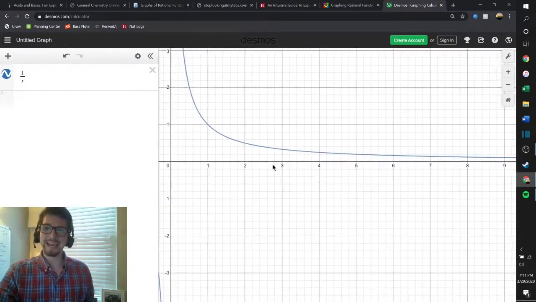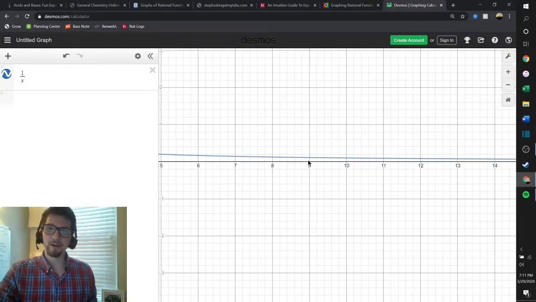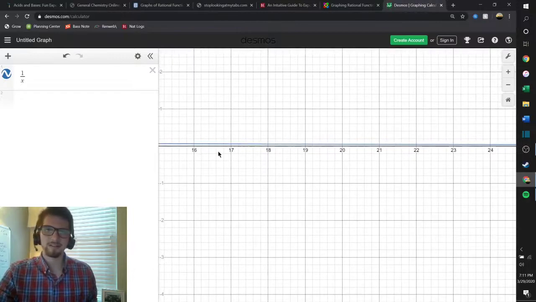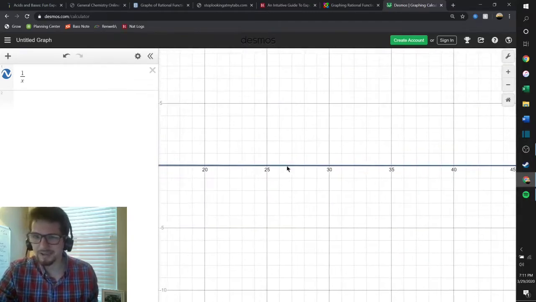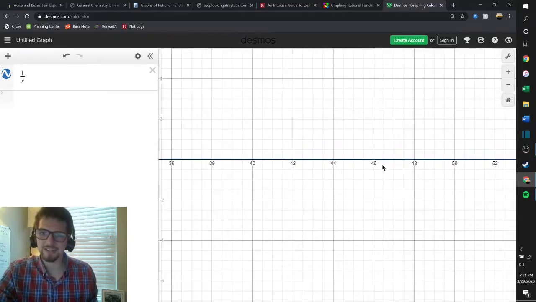What if I plugged in 10? If I go over 10, that's 1 over 10. I'm only going up 1/10. What if I plugged in 20? If I plugged in 20, I'm going over 20 and then up only 1/20th. See, the bigger the number you plug in, the closer to the x-axis you're going to get.